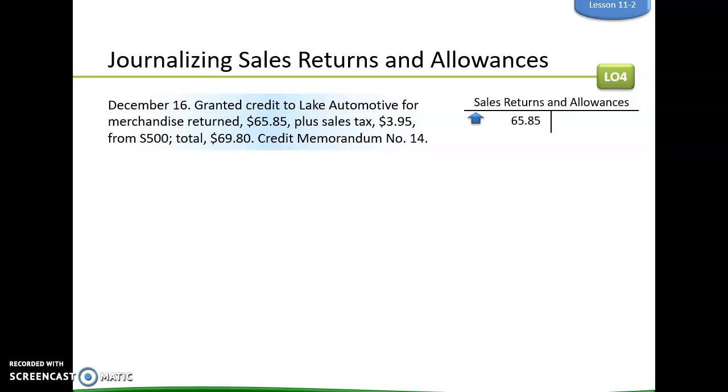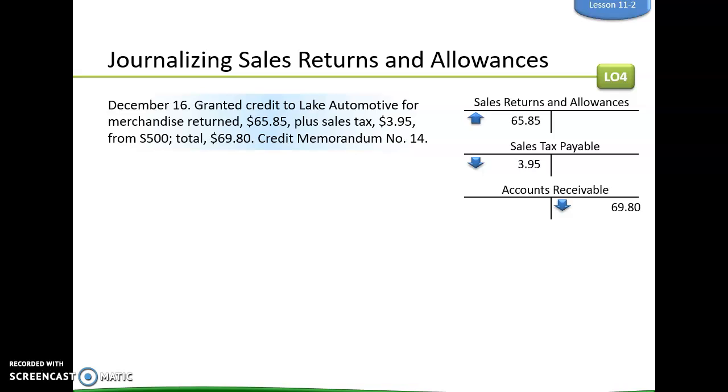So yes, we're going to go to the contra account of sales, which is sales returns and allowances. The normal balance is a debit, so we're going to debit that. And then we have another debit, which is sales tax payable. Again, when we set up the payable, it's a credit, so we need to take that away. So it's going to debit $395 for the sales tax payable, and then we're going to credit the accounts receivable.